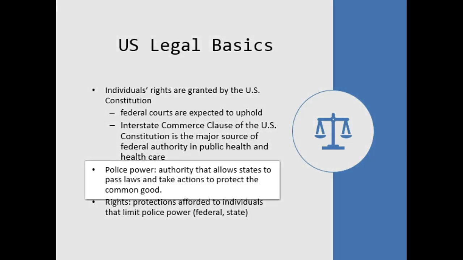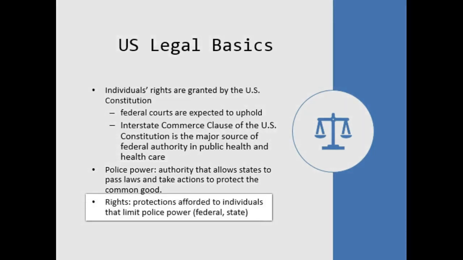Police power is the authority that allows states to pass laws and take actions to protect the common good. This allows the states to pass legislation and take actions that are beneficial to the communities at large. Rights are protections afforded to individuals that will limit police power. Examples of rights would be rights to due process, rights to an attorney, things that are afforded to us to try to limit police power.